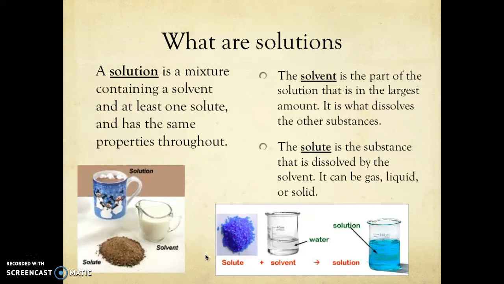Sometimes you make a solution that is multiple liquids. In that case, whatever the largest amount is the solvent, and then the ones that are in smaller amounts would be the solute. And it is also possible for a solute to be a gas. That does happen in soda or anything else that's carbonated. The reason why you have those bubbles in that carbonation is because of carbon dioxide being dissolved into it. So carbon dioxide is a solute in those particular solutions.